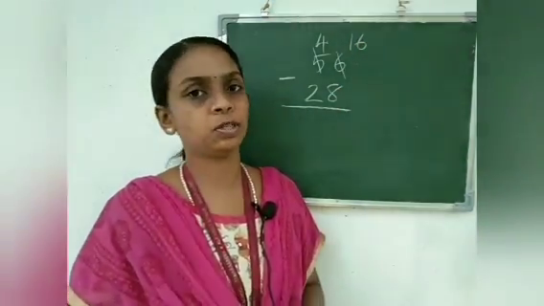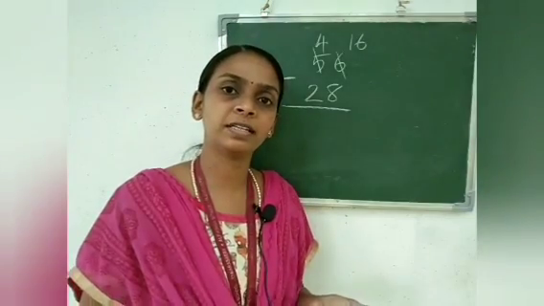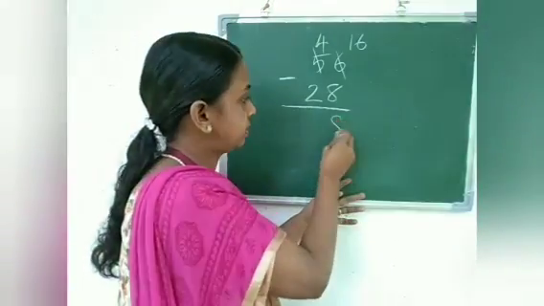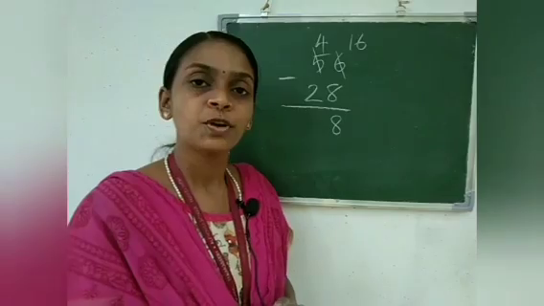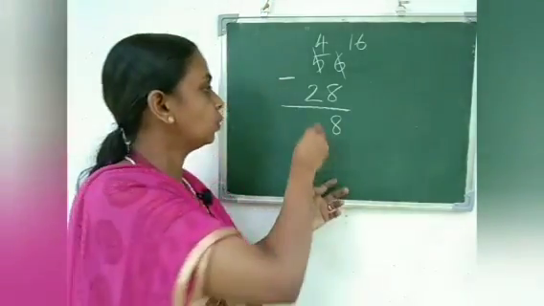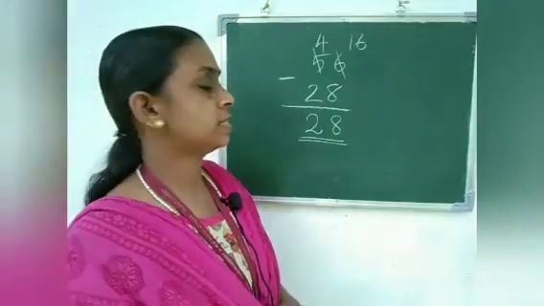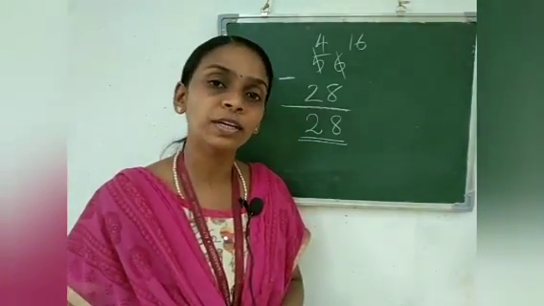Now we are able to subtract 8 from 16. So what is 16 minus 8? Tell me all of you. 16 minus 8 is 8. And 4 minus 2 is what? 4 minus 2 is 2. So this is the answer, 28. 56 minus 28 is 28.